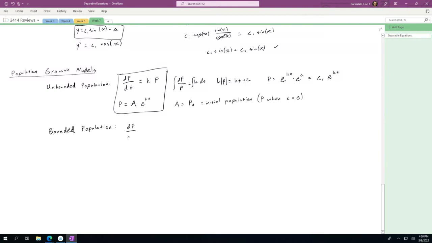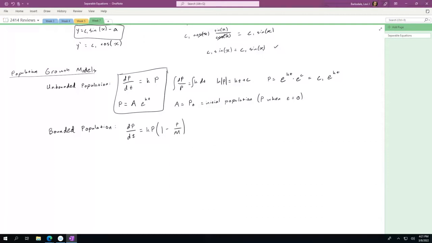So in this case, we have dP/dt, which should of course be proportional to the size of the population, but then also the closer it gets to some maximum population M, the slower it should grow. You'll notice when the population is equal to M, we have 1 minus M over M, so 1 minus 1 is 0, and then our dP/dt, our rate of population growth, is 0 if our maximum population has been achieved.